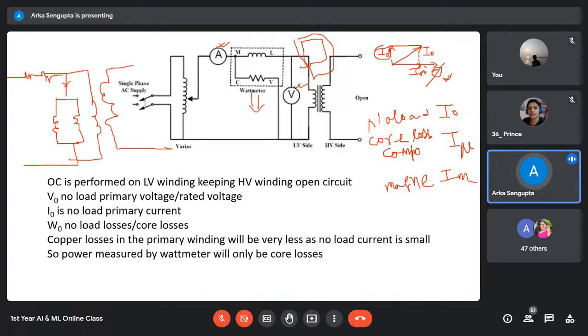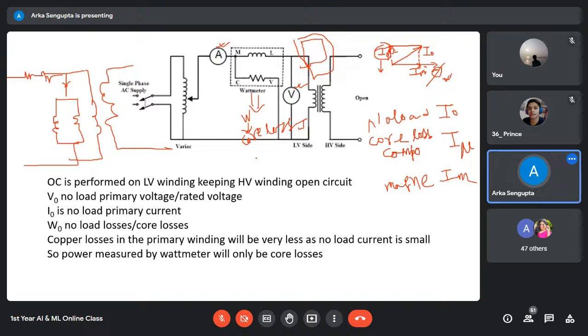And another one is the core loss component of current, that is I mu. That component of current generates the core losses in the transformer. Now this wattmeter gives us the core loss of the transformer. This gives us the core loss.